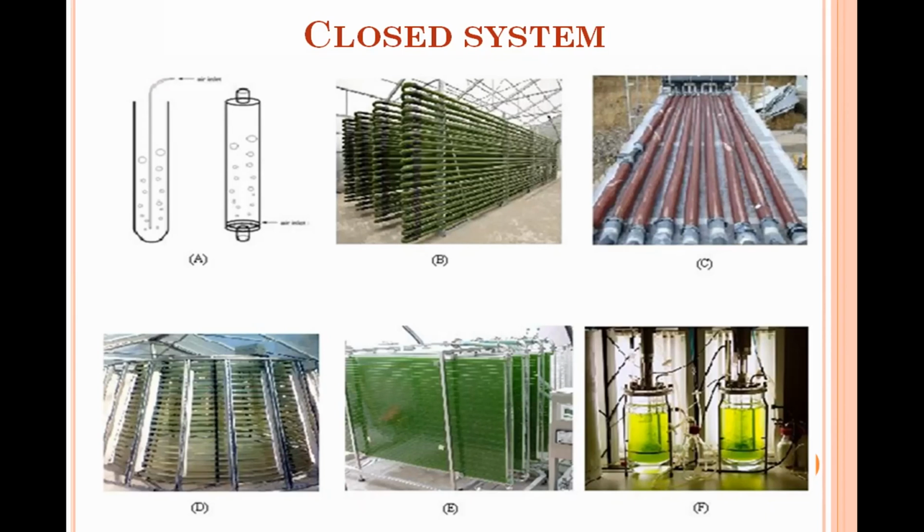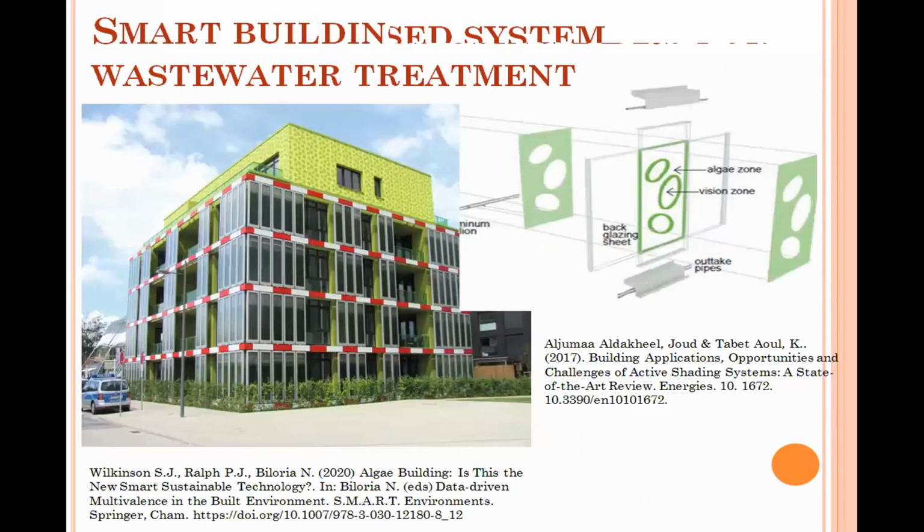We have the closed system, the other system for cultivation. And as you know, these are pipes arranged in columns, or arranged in rays, or a helical shape, or even a cylindrical shape. And we have here the green panels or the green walls. And in Europe, they began to use the photobioreactor in other shapes in the crowded cities. Here is a building that is covered with green panels.